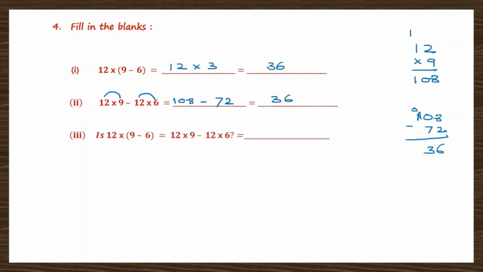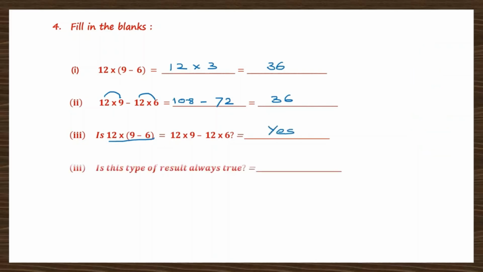Now let's answer this. Is 12 into 9 minus 6, that is this first portion, equal to 12 into 9 minus 12 into 6? Now when we multiplied this, we got the answer 36. When we multiplied this, we got the answer 36 again. So these two are equal. That means our answer to this question is yes.